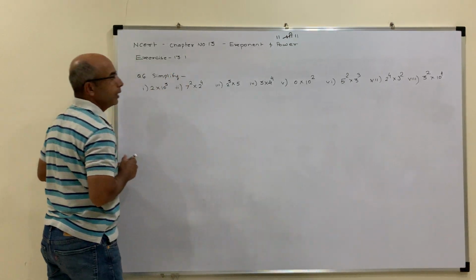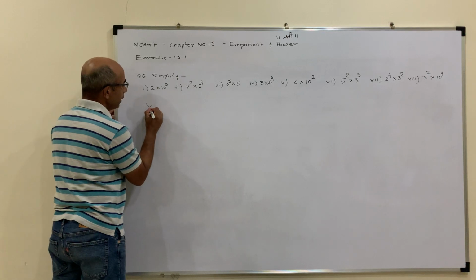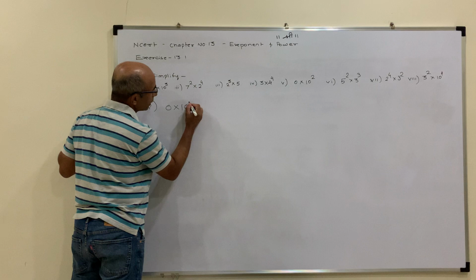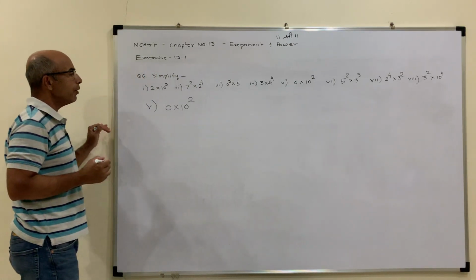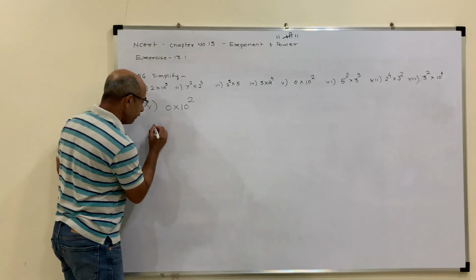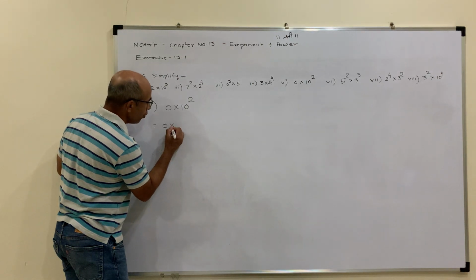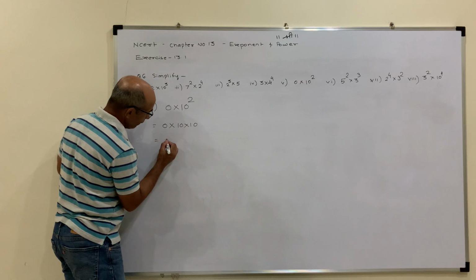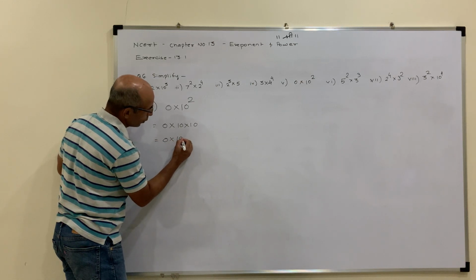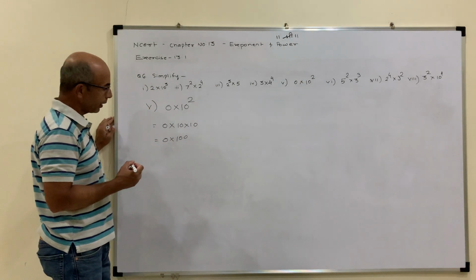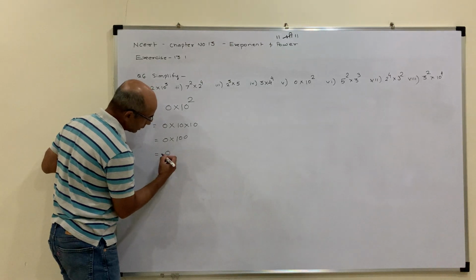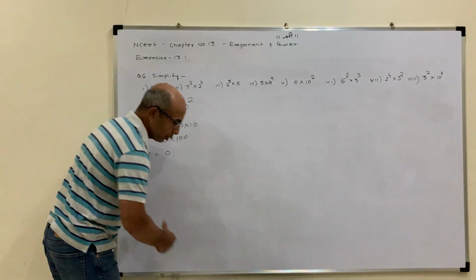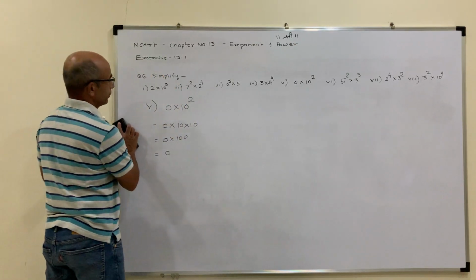Now let's move on to problem number 5. Problem number 5 is 0 into 10 to the power 2. We don't need to, but even if you do that, that's okay. So 0 into 10 into 10. The simplified term comes out to be 0 into 100. But as you all are aware, 0 into anything comes out to be 0. So now let's move on to the sixth one.